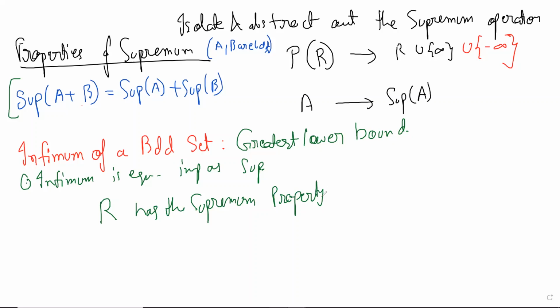Now, what do we do about the infimum property? Should we extend R further so that it has the infimum property also? Or should we put another axiom in R that it should have the infimum property also? Or does it basically follow from the supremum property? Nice. Yes. That is basically what I was going to get at.